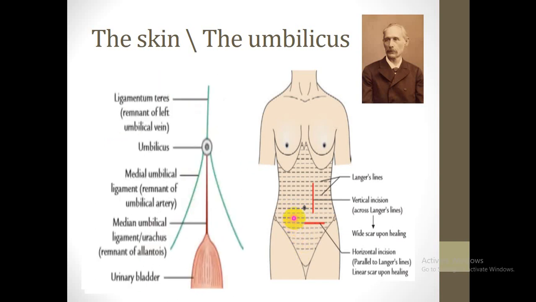So at the umbilicus there are 4 embryological remnants attached to the umbilicus. First is the ligamentum teres, which is a ligament that connects the umbilicus to the liver and corresponds to the left umbilical vein, and 2 medial umbilical ligaments, which are remnants of the umbilical arteries, and 1 median umbilical ligament that connects the umbilicus to the urinary bladder, and it is a remnant of the allantois.